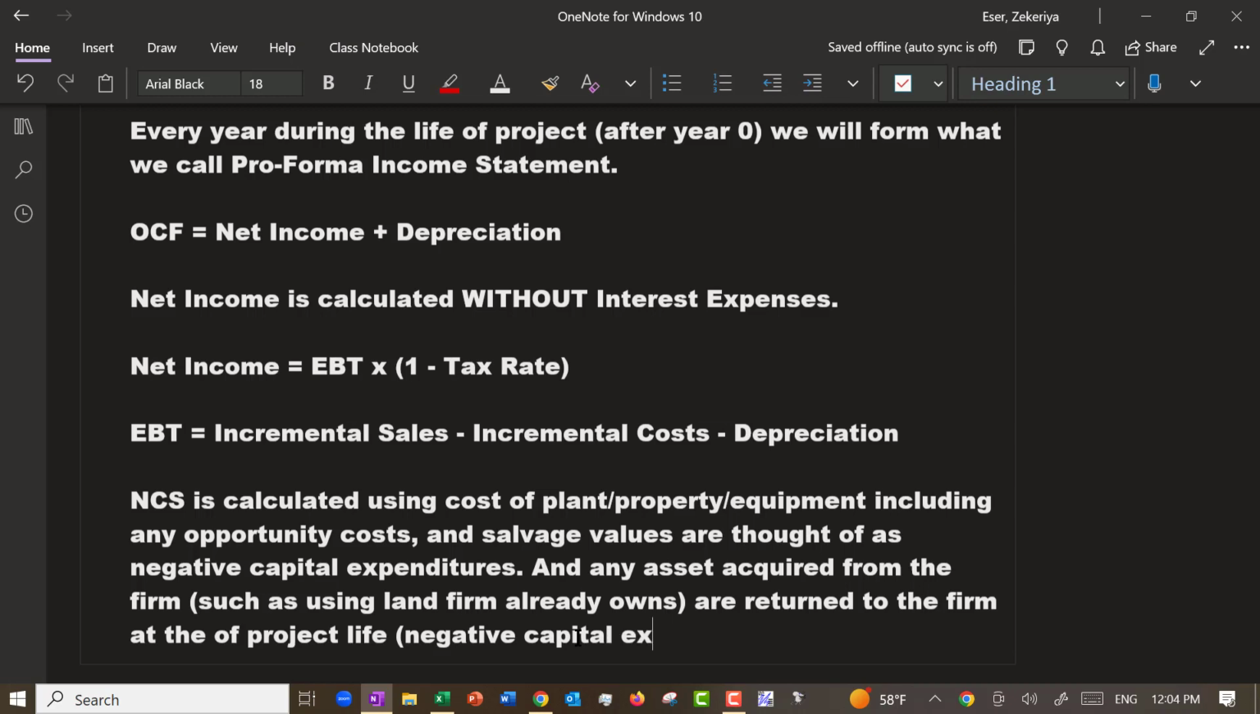I'm using a land that's worth $60 million in the market right now. In year zero, because it's an opportunity cost, I'm going to view that as $60 million worth of capital expenditures. 10 years from now, I think that land is going to be 70 million. When the project is done, I'm going to return all of that back to the firm. So I'm going to be basically selling it back to the firm at the market value. So that's going to be, in a sense, cash inflow or negative capital expense.